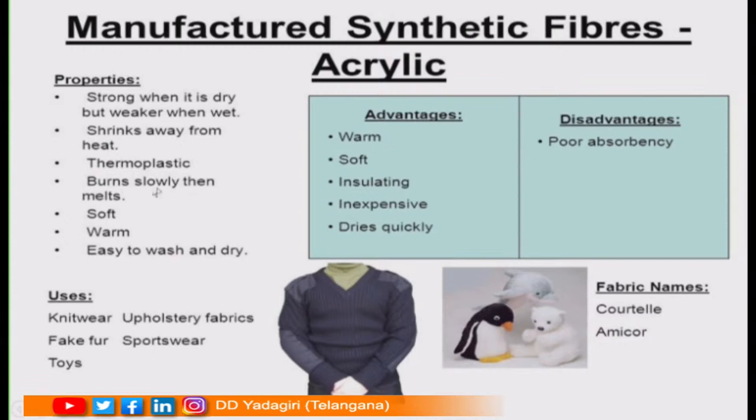It burns slowly, then melts. It is soft, and that is why it is used to make fleece or fur, artificial fur. It is warm and cozy, and that is why we use it to cover ourselves in winter seasons. It is easy to wash and dry. See the uses. It is used to make knitwear, upholstery fabrics, fake fur, sportswear, and even toys. These teddy bears and all we play with, what are they made up of? Artificial fiber, that is acrylic, fake fur.